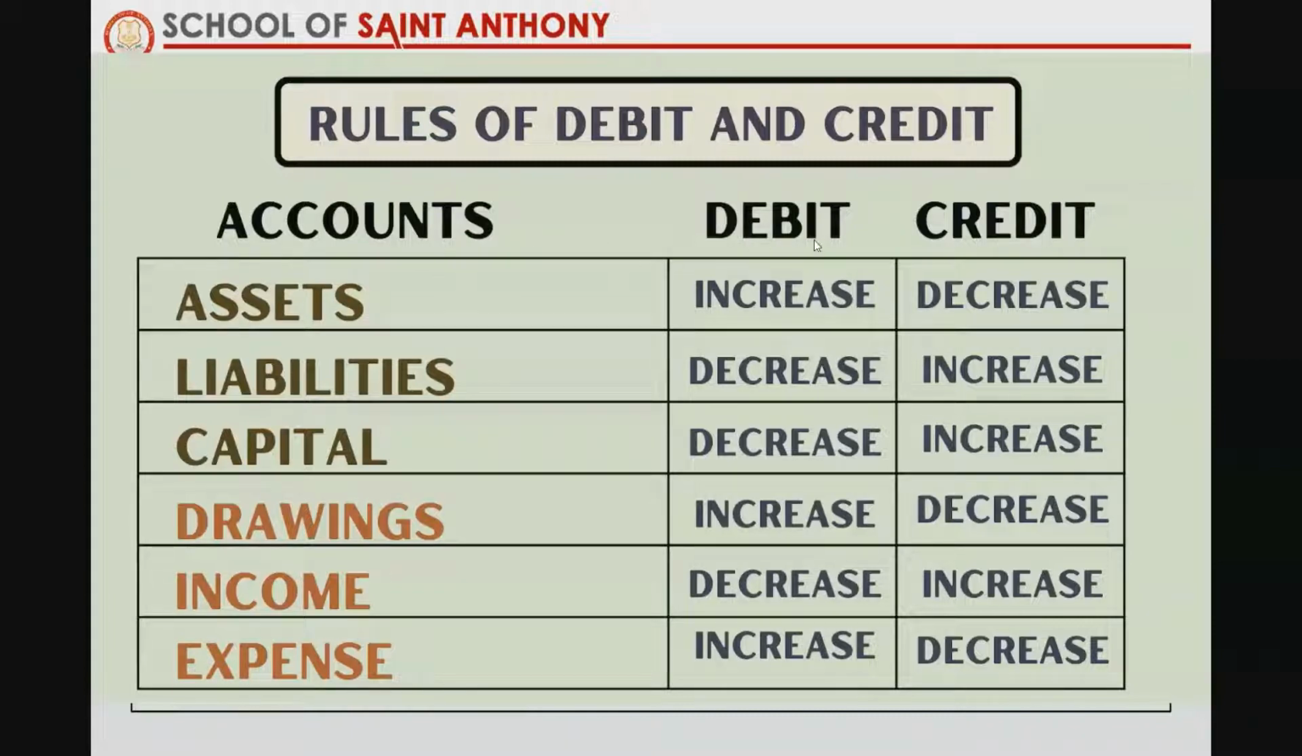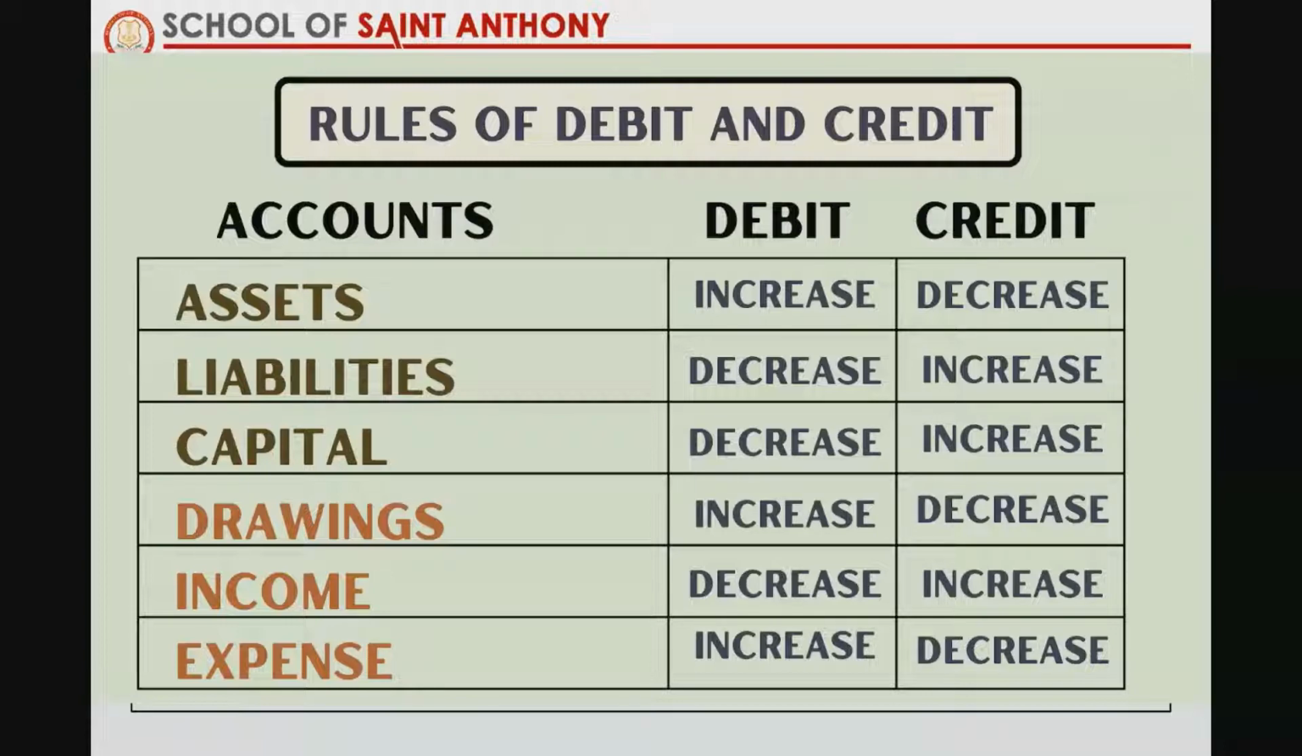If asset increases on the debit side, what will happen? If the asset is written on the credit side, it decreases. Kung ang asset nag-i-increase sa debit, pag nag-decrease yan, saan natin ilalagay? Sa credit side. Same goes to drawings and expenses. Again, assets, drawings, and expenses increase on the debit side. Nag-i-increase sila sa debit, pagdating sa credit, nag-decrease sila.